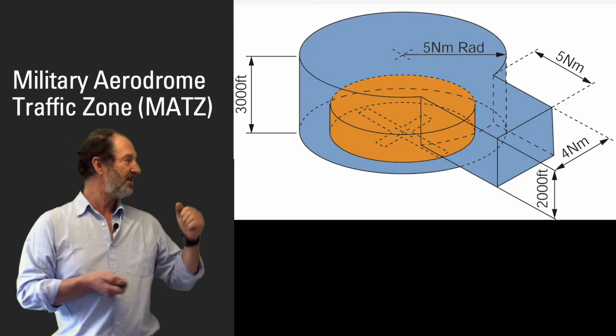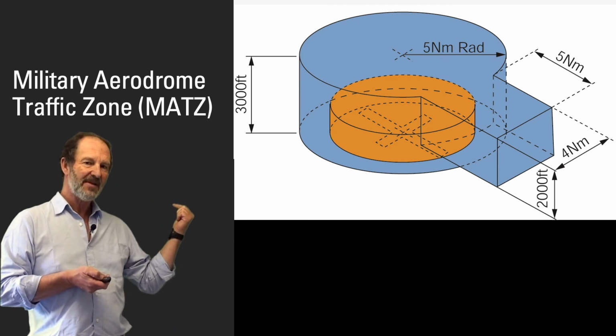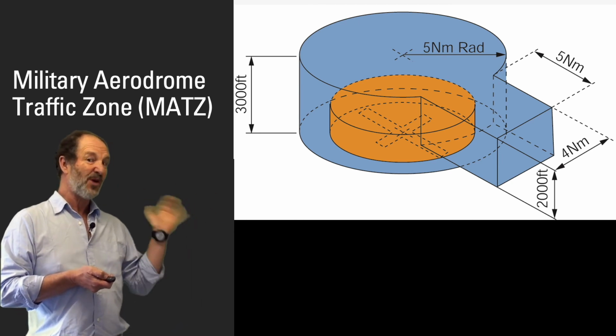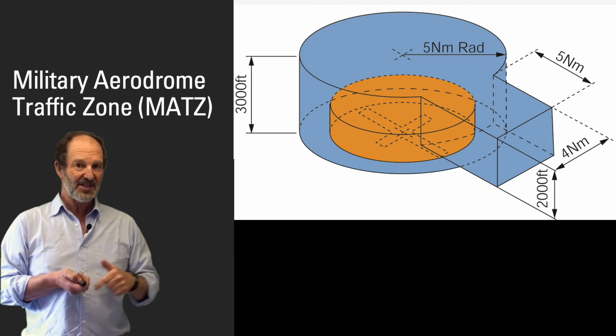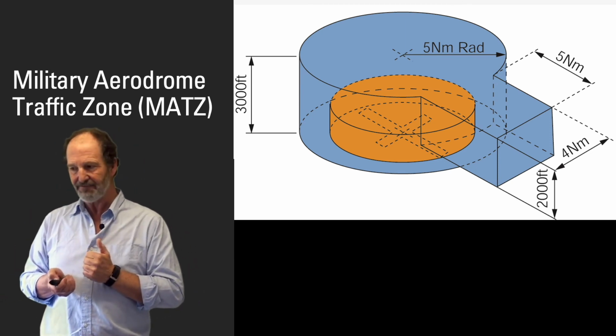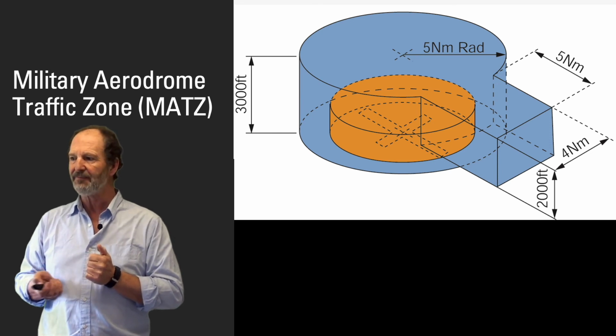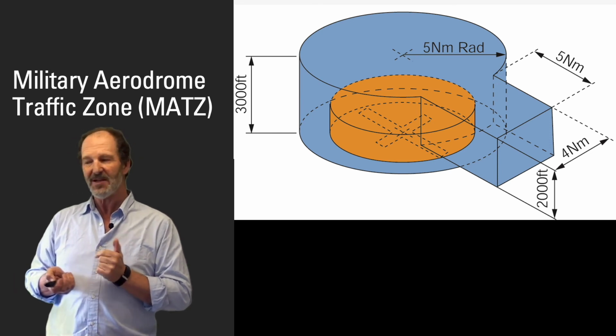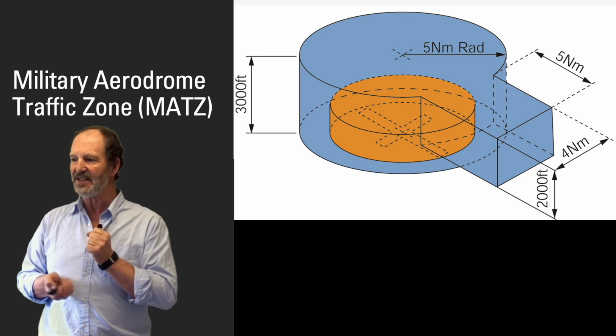Inside the MATZ, and you can see in this diagram here, is the ATZ. Unlike the MATZ, the ATZ is prohibited to us. Like the ATZ around any aerodrome, it's 2,000 feet high, and it's a red zone. So there we go. Every military aerodrome traffic zone has an ATZ inside it.